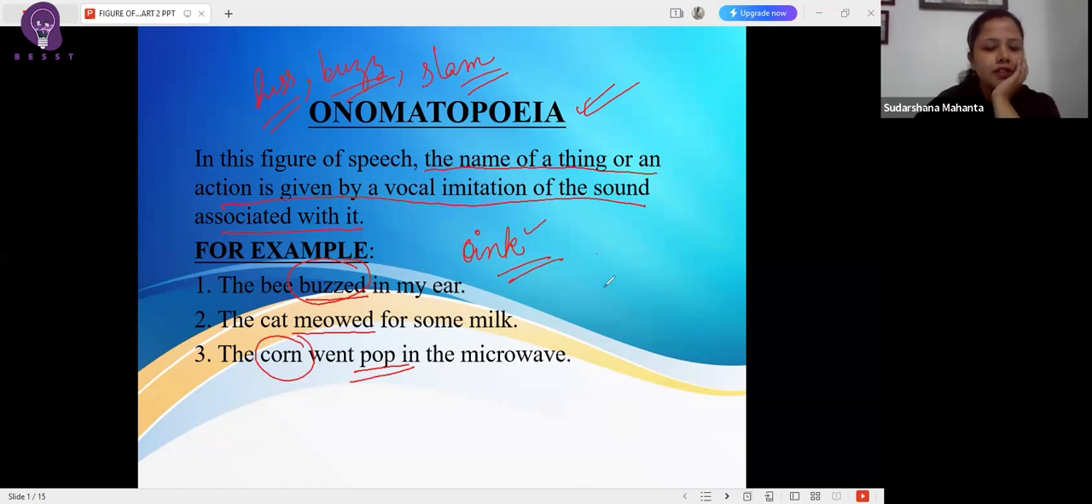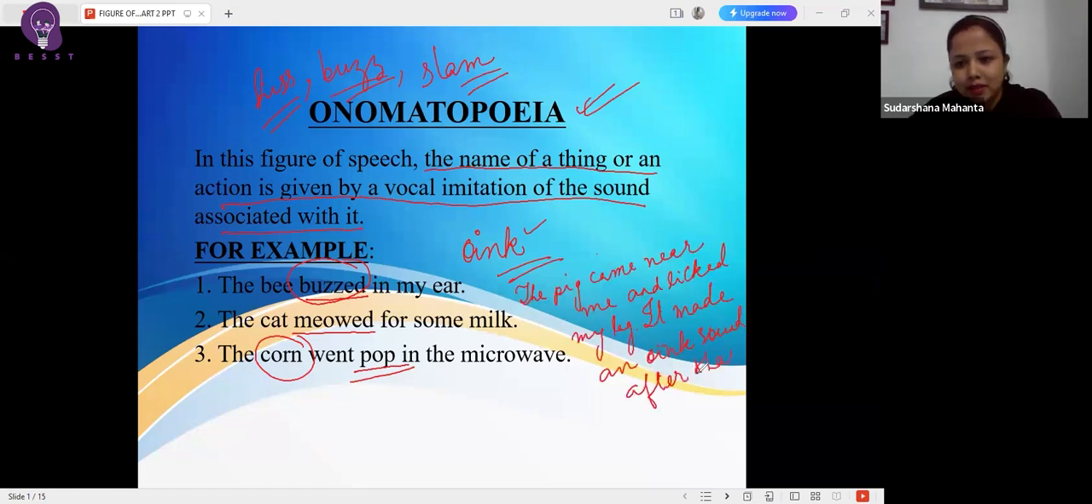Can you make a sentence with it? It will help you better. It's a sound made by a pig, oink. Make a sentence with oink. You can make this particular message only a bit shorter. The pig came near me and licked my leg. It made an oink sound after that. Okay, so that's how the onomatopoeia word or figure of speech is used.